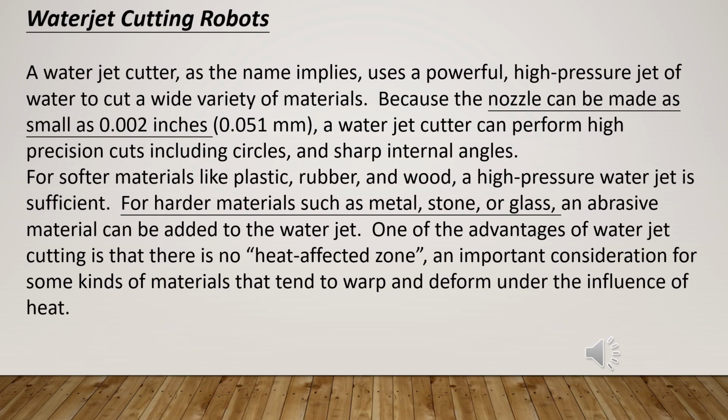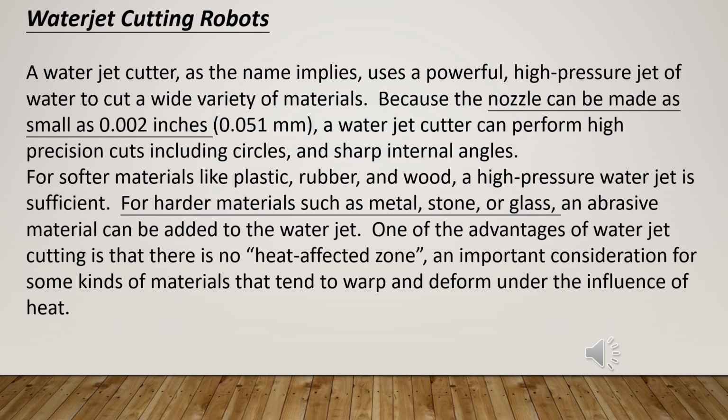Water jet cutting robots. A water jet cutter, as the name implies, uses a powerful, high-pressure jet of water to cut a wide variety of materials. Because the nozzle can be made as small as 0.002 inches, 0.051 millimeters, a water jet cutter can perform high-precision cuts including circles and sharp internal angles.